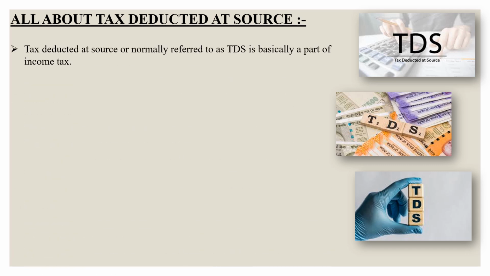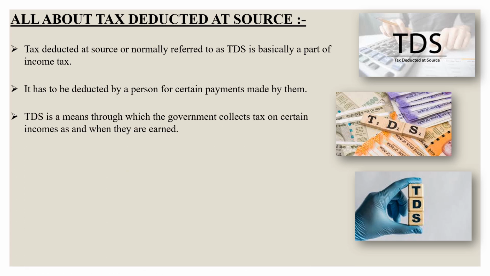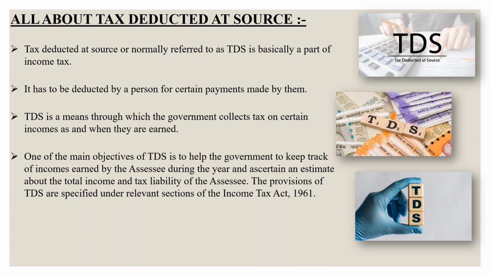Tax deducted at source, or normally referred to as TDS, is basically a part of income tax. It has to be deducted by a person for certain payments made by them. TDS is a means through which the government collects tax on certain incomes as and when they are earned. One of the main objectives of TDS is to help the government to keep track of incomes earned by the assessee during the year and ascertain an estimate about the total income and tax liability of the assessee.